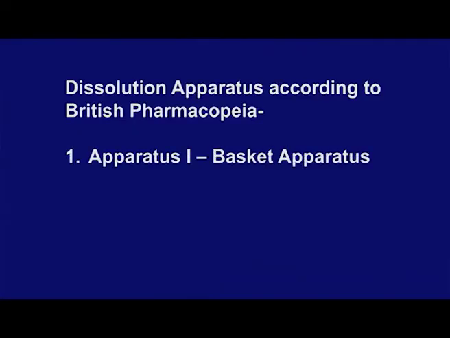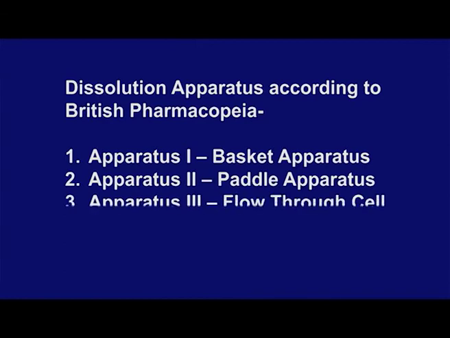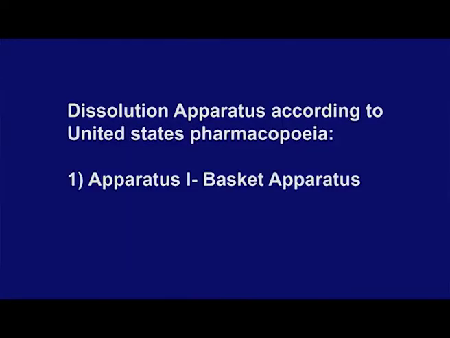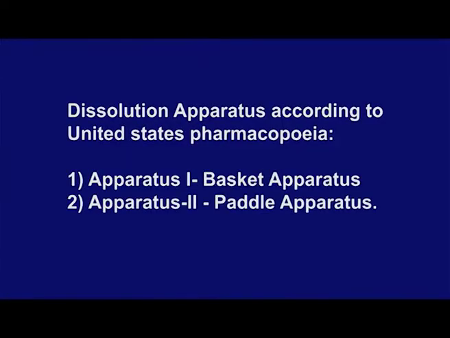Dissolution apparatus according to British Pharmacopoeia: there are three apparatus designed by BP. Apparatus 1, that is basket apparatus, apparatus 2, that is paddle apparatus, and apparatus 3, that is flow through cell apparatus. According to the United States Pharmacopoeia, USP gives 7 types of apparatus for dissolution. First, apparatus 1, basket apparatus, and second, apparatus 2, paddle apparatus.